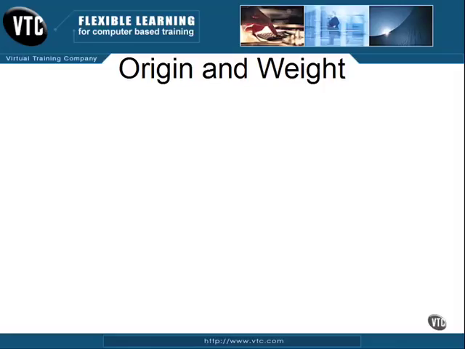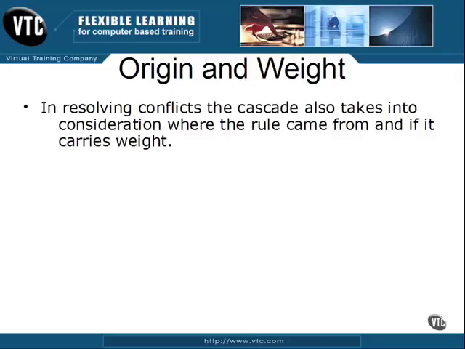The second step of the cascade is to determine the origin and weight of the conflicting rules. After having cataloged all the rules and determining if there is any conflict, the browser examines where the rule came from and if it has increased weight.